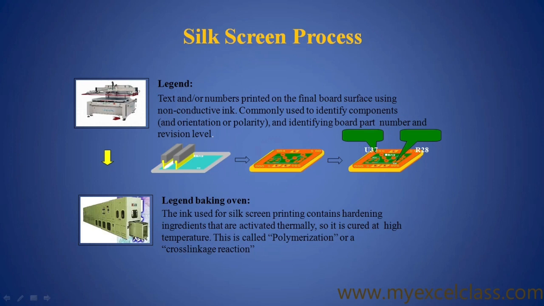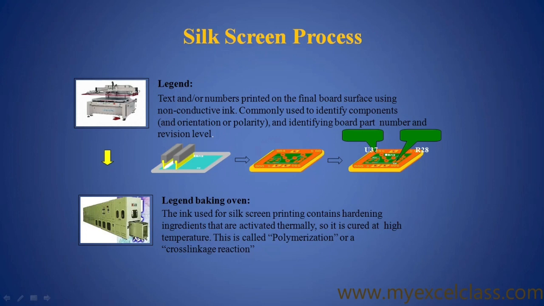So after this printing, your board looks like this. You see here, this is the via, and this is the IC symbol, and a soldering mask here. Part by part. After that, this is one step of your final PCB printing.